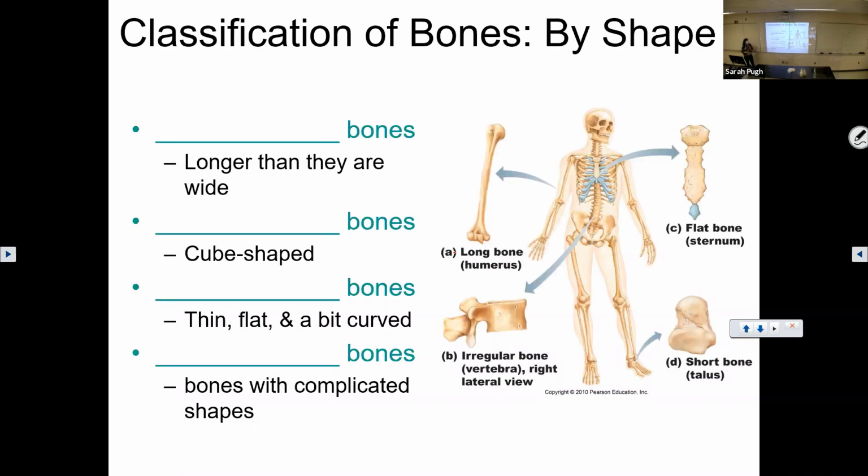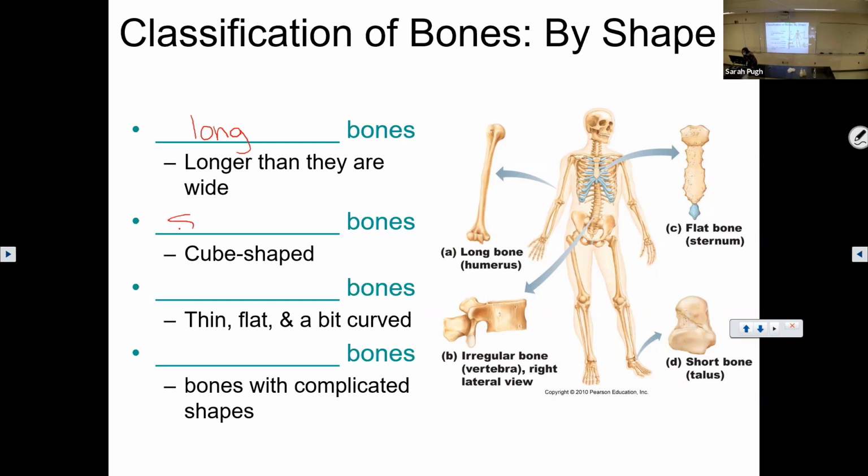Now, for all the bones in the body, we classify them 4 different ways by shape. We looked at these in lab last week. So a long bone is longer than it is wide. Can anyone give me an example of a long bone in the body? Yeah, so the humerus is one, that's your upper arm bone. The radius and the ulna would be one, the femur, tibia, fibula. Those are all long bones.